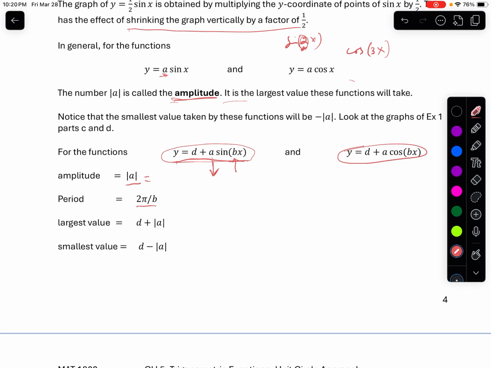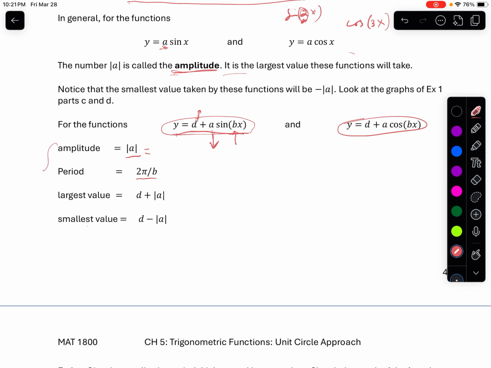What is this d? Remember, this is a shift up or shift down. If d is positive, it's shift up. If d is negative, it will be shift down. But what that helps here is to figure out what the largest or highest value and what the smallest value of the function will be. Now notice that these four things you can actually find without graphing the function. Now these two you must write before you start graphing. If you forgot this formula, you can just look at the graph and figure out what is the highest and what is the lowest value.